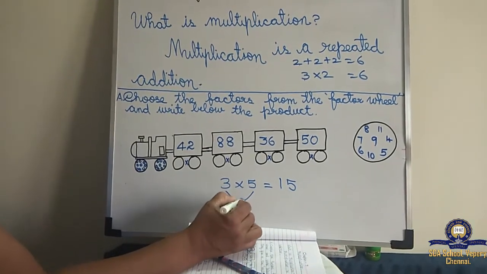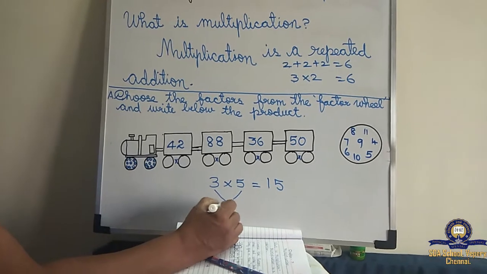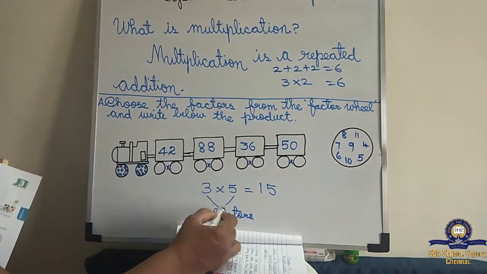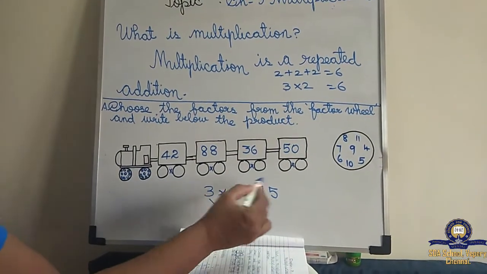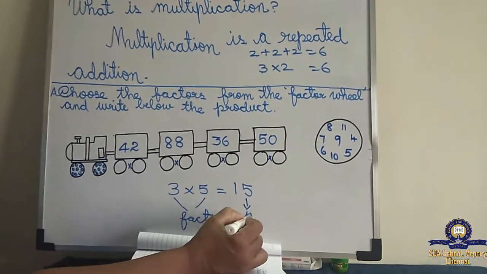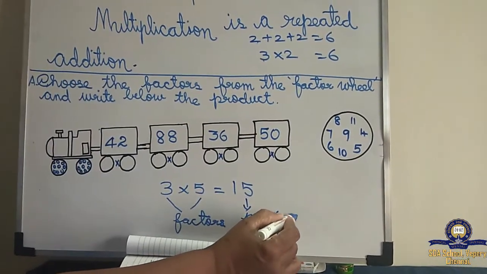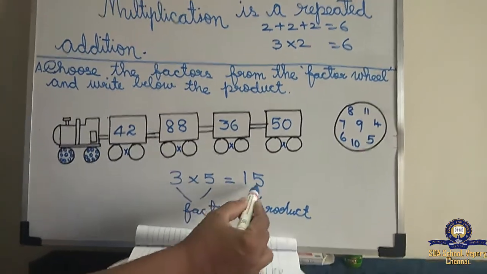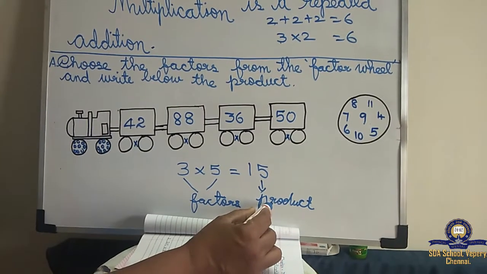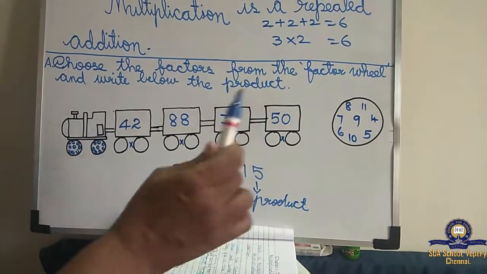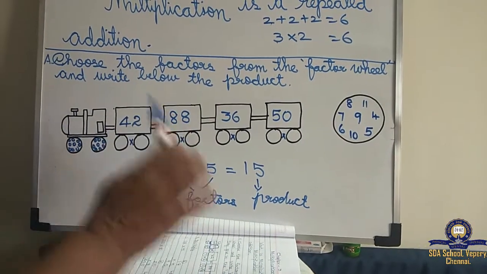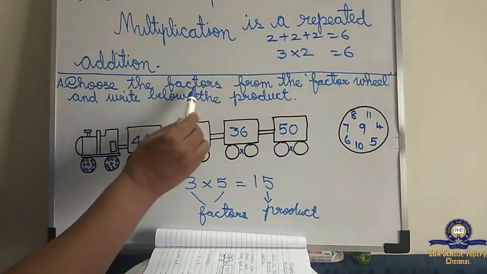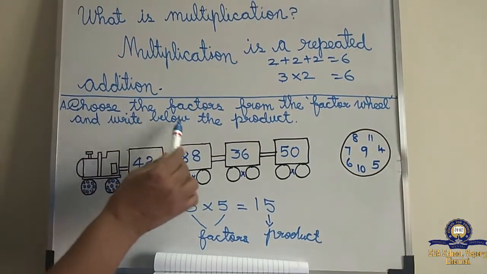These two numbers are called factors. The numbers you are going to multiply, both are called factors, and the answer is the product. Understood, children? Until you are thorough in the multiplication table, you can't do the sums. So hereafter, you learn the multiplication tables. Now choose the factors from the factor wheel and write below the product.